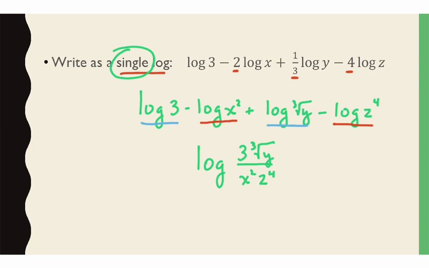Another mistake sometimes I see people making is they have the right idea, but they write it this way. Log 3 cube root y over log x squared z to the fourth. See what the problem is? That's not a single log in blue. That's 2 logs. So that is not correct. We're going to X that out. The correct answer is in green. A single log with positive terms on top, negative terms on the bottom.